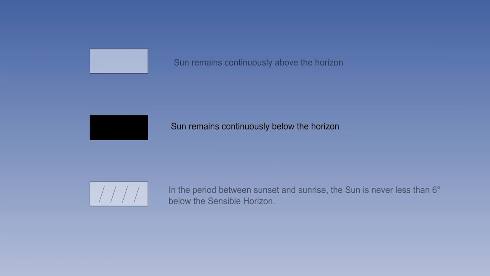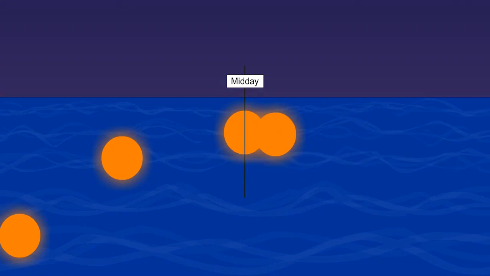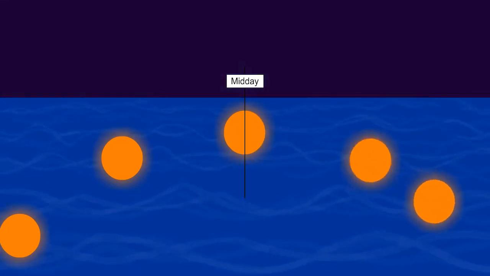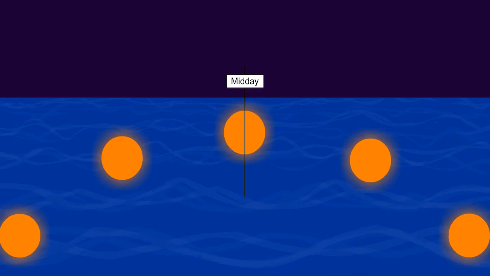The second symbol means that the sun remains continuously below the horizon. This occurs at a high latitude winter. The sun comes up and down in the usual way, but at its highest point, which is at midday, it is still below the horizon. There is no sunrise or sunset.